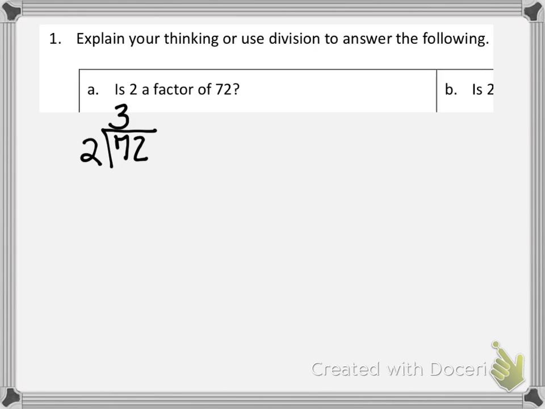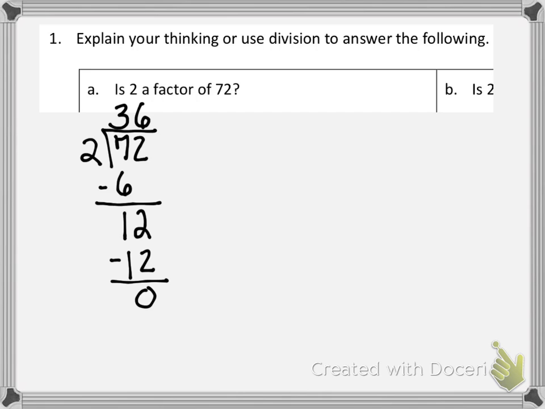2 times 3 is 6. Take away 6 tens from 7 tens, and we're left with 1 ten. Bring down the 2. We have now 12 ones. 2 goes into 12 6 times. 6 times 2 is 12. And we have a remainder of 0.